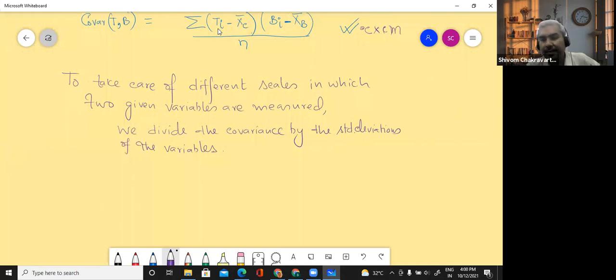But if we divide this by its standard deviation of the respective variables, the standard deviation of this will again be degree Celsius, and the standard deviation of this variable, suppose it is some kind of a distance, just for example, will be centimeter. So this resultant will be dimensionless.